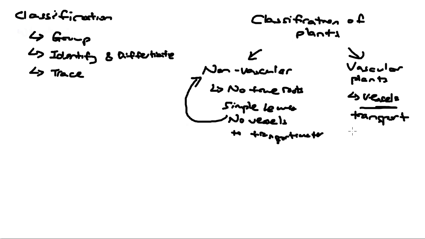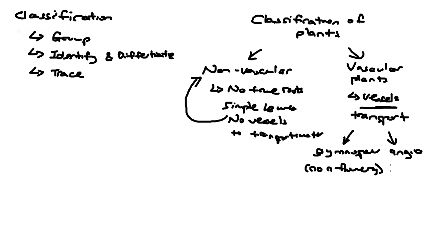So even vascular plants can be broken down into two other classifications. One being the gymnosperms, and the other being the angiosperms. So what are the differences? The gymnosperms are plants that are non-flowering, and the angiosperms are the flowering ones. So you will see that they produce flowers, and they tend to have seeds within their fruits.